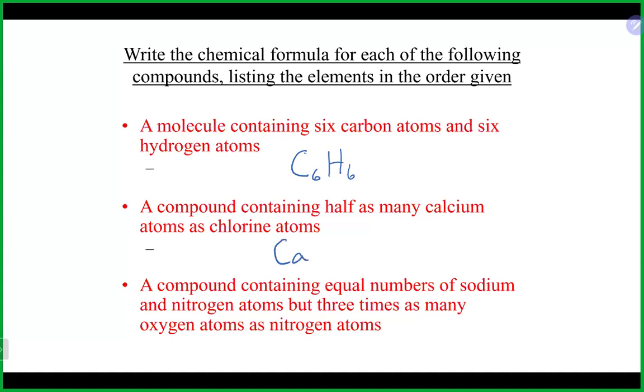Calcium is Ca and chlorine is Cl. If we have half as many calciums, we'll just go 2 there for the chlorine, and that will give us 1, I'm sorry, 2 for the chlorines and 1 for the calcium in that case, which would be half. By the way, it always has to be whole numbers there on the bottom. You can't have like a half atom or anything like that.